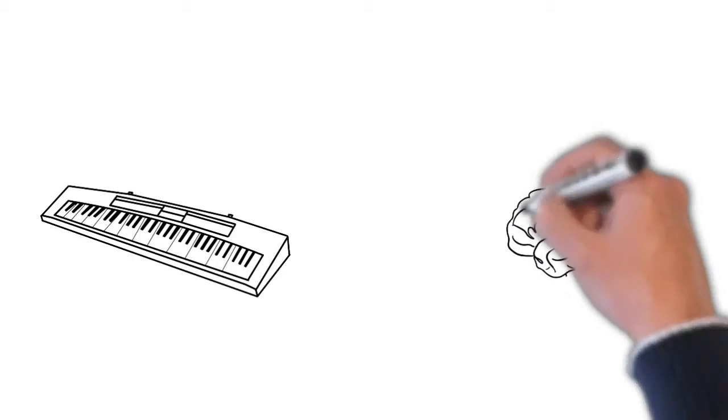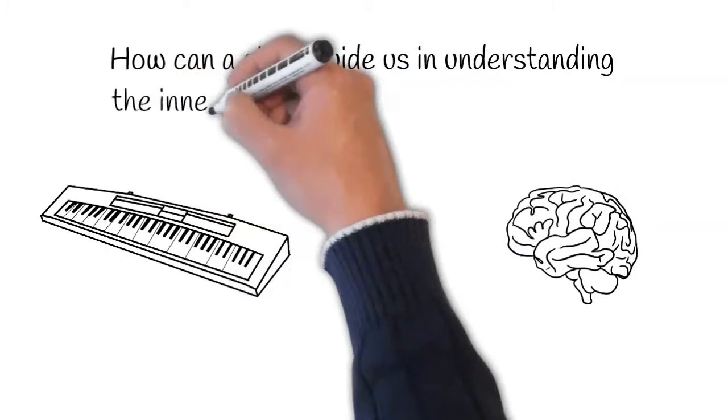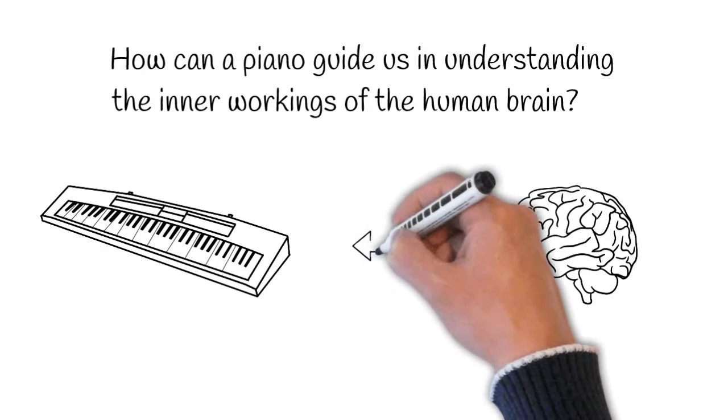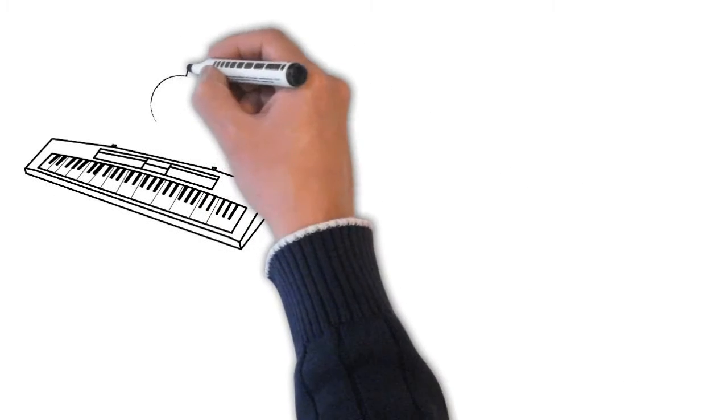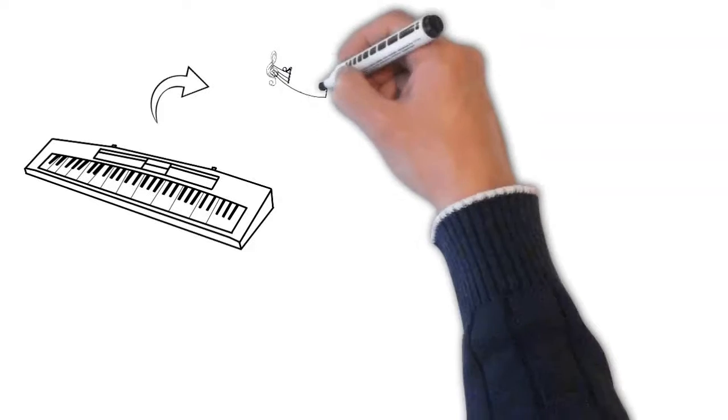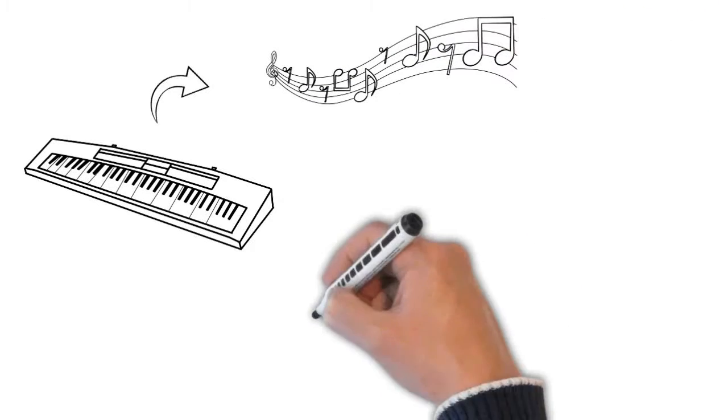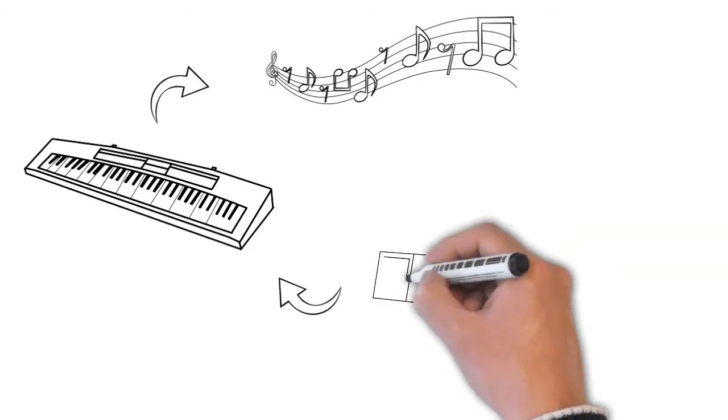Now, let me give you an example of the research performed in my group. In particular, how can a piano guide us in understanding the inner workings of the human brain? When we play a piano, we seek to produce music. To do that, we have to decide which keys to press.